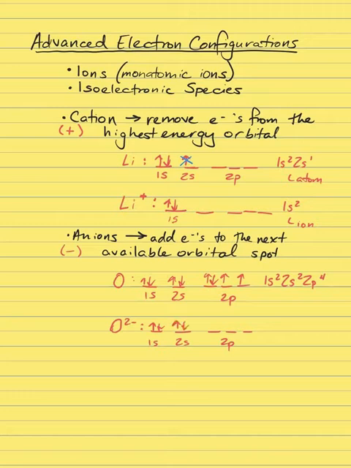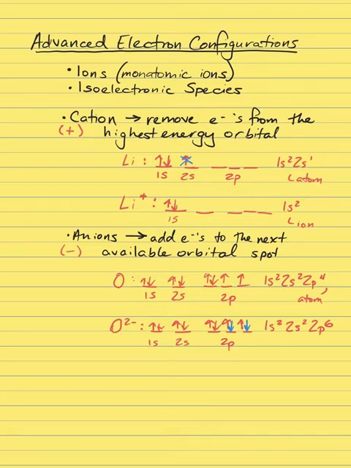Unlike the situation above for lithium where we lost electrons, we took them out, in this situation we're going to be putting extra electrons in. So for the ion, the electron configuration is 1s2, 2s2, 2p6.